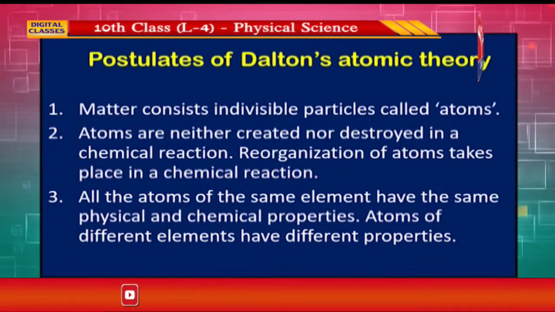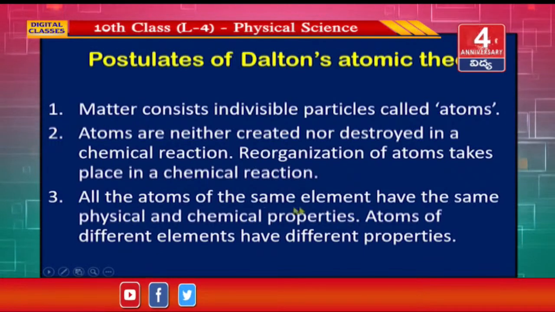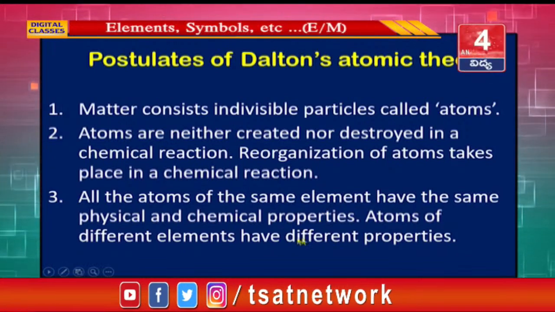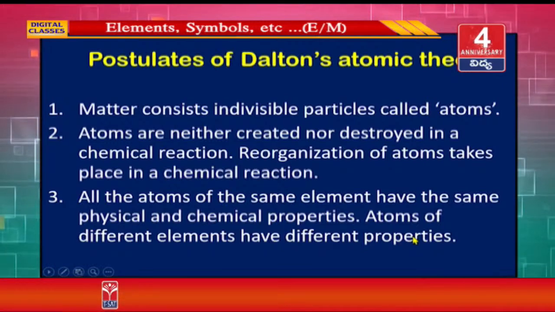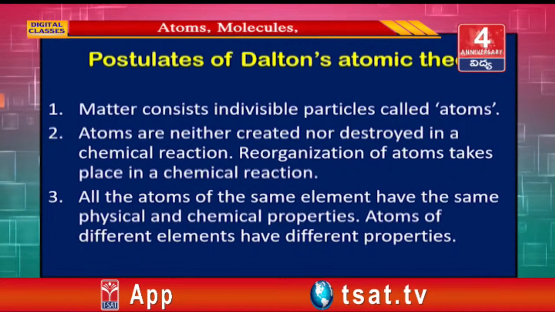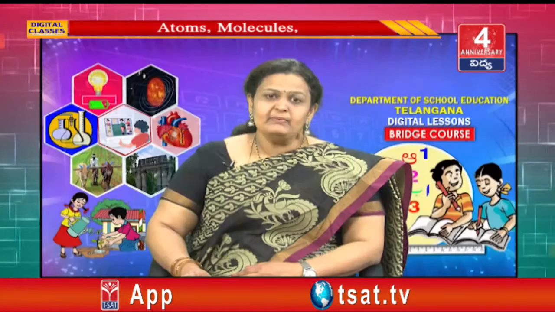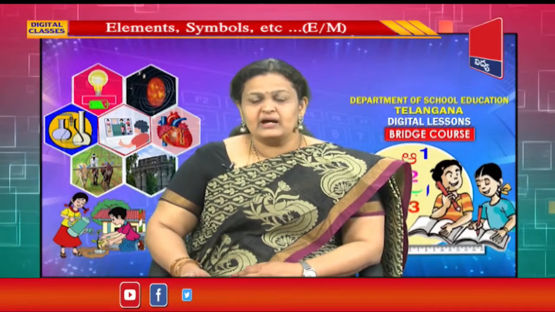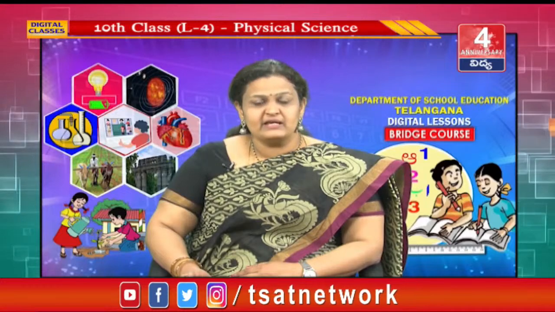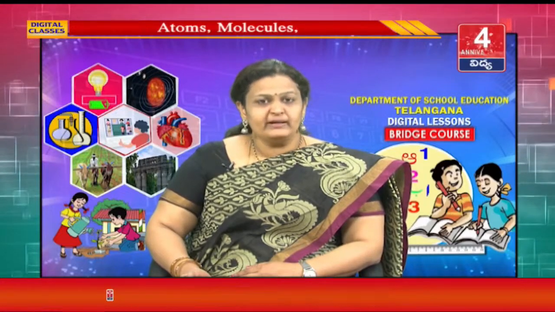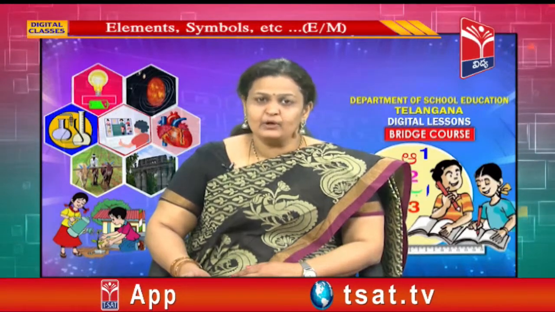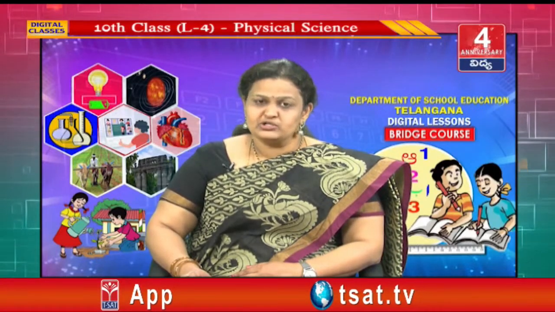Now let us see the third postulate children. All the atoms of the same element have the same physical and chemical properties. Atoms of different elements have different properties. Like children, suppose we are taking a hydrogen element, then whatever may be the place you take hydrogen from, it will have the same properties everywhere. If you take one hydrogen atom and one oxygen atom, then they will have different properties. So that is what the third postulate says children.